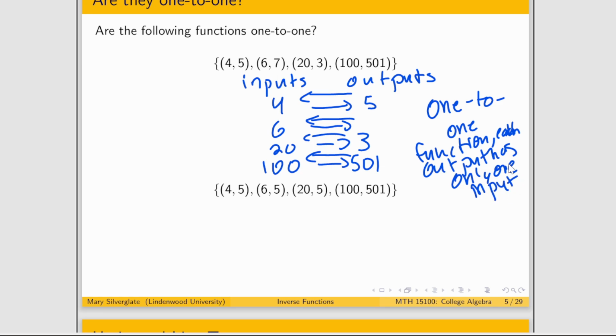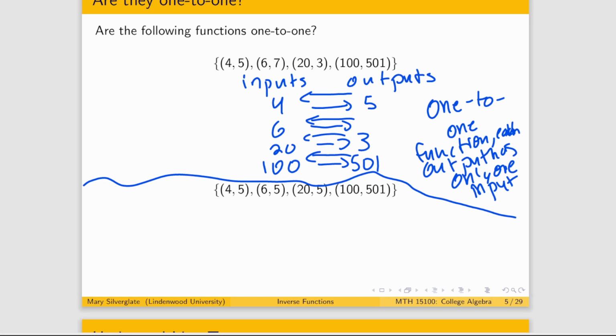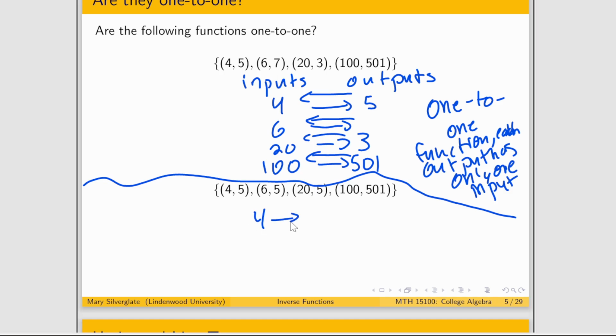What about this next one? Go ahead and pause this video and figure out, is this next one a one-to-one function? If we were to think through whether this next one was a one-to-one function, I would recommend mapping it out the same way that we just did, where 4 goes to 5, 6 goes to 5, 20 goes to 5, and 100 goes to 501.